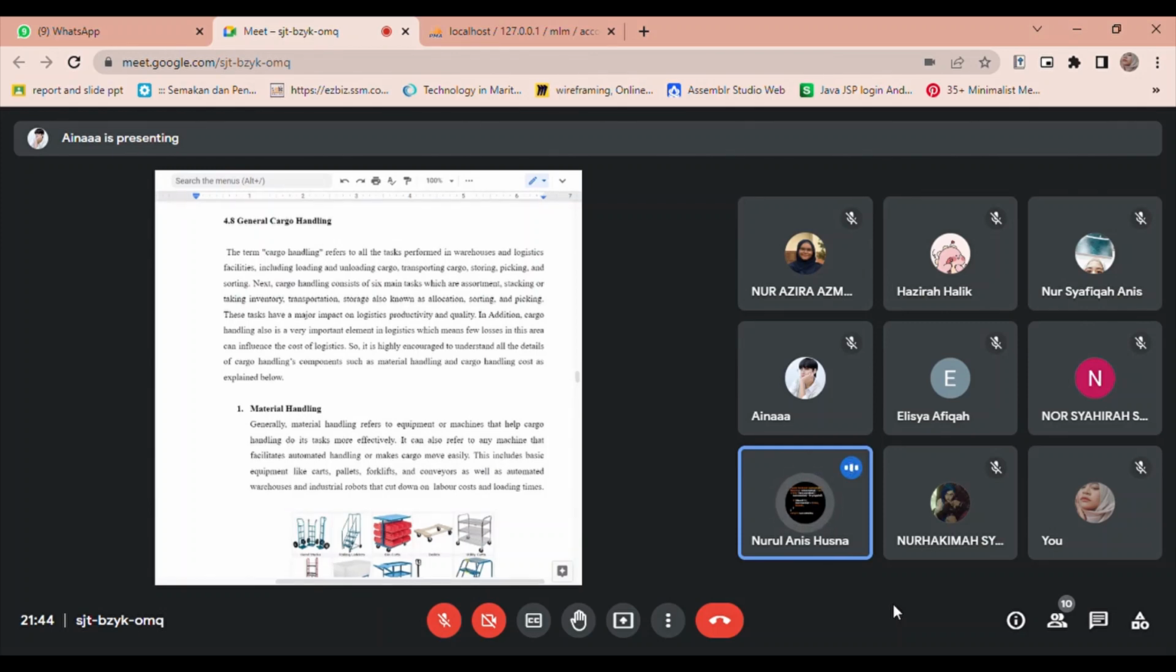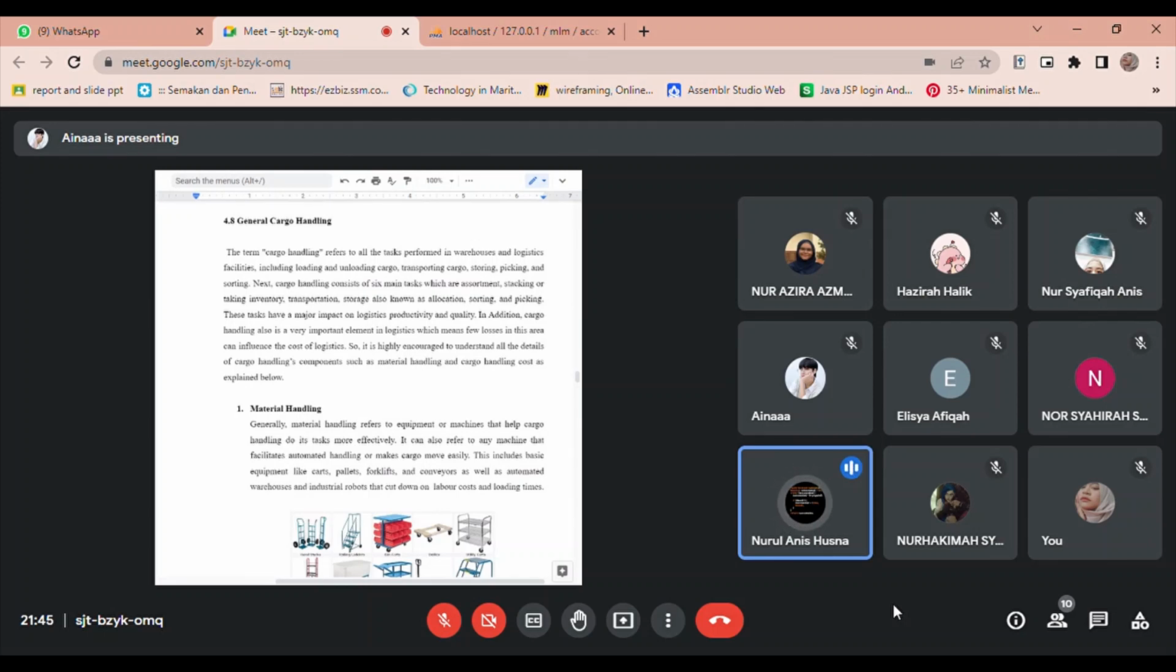In addition, cargo handling is a very important element in logistics, which means that loss in this area can influence the cost of logistics. So it is highly encouraged to understand all the details of cargo handling components, such as material handling and cargo handling costs, as explained below.